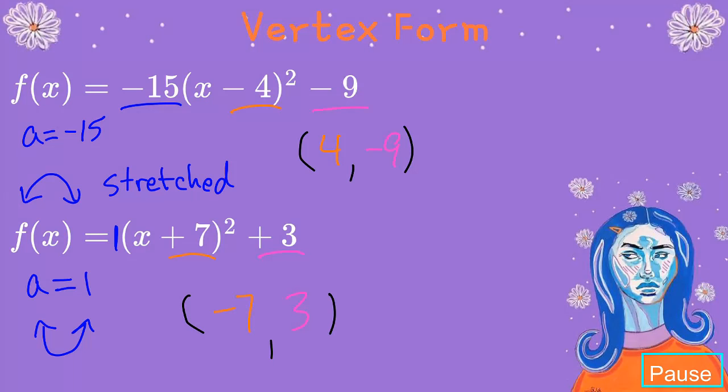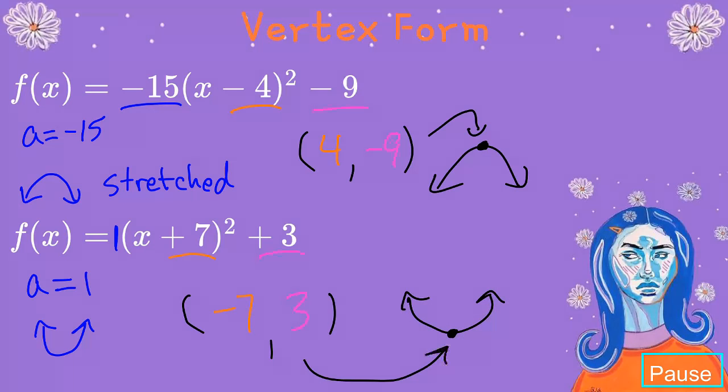So I should, here, there's my point (4, -9). Here, there's my point (-7, 3).